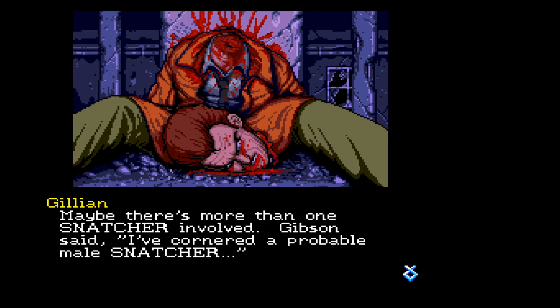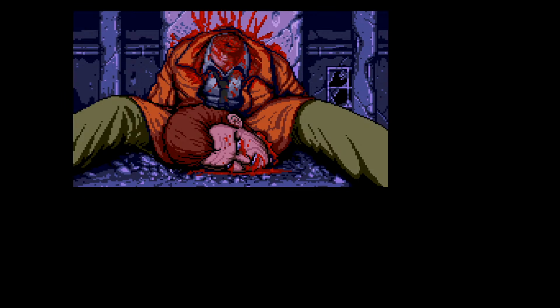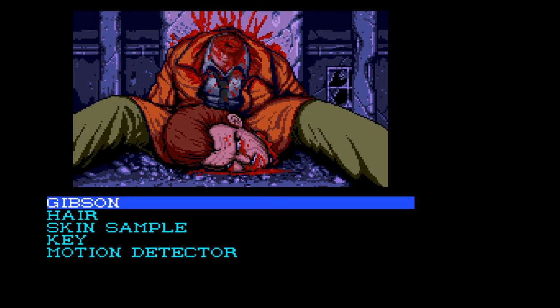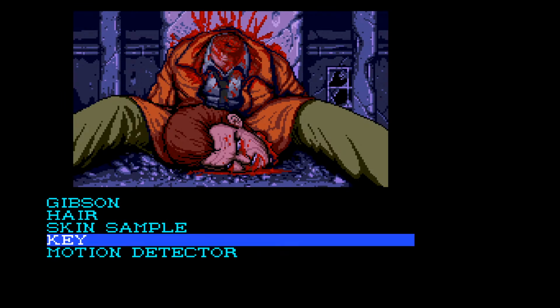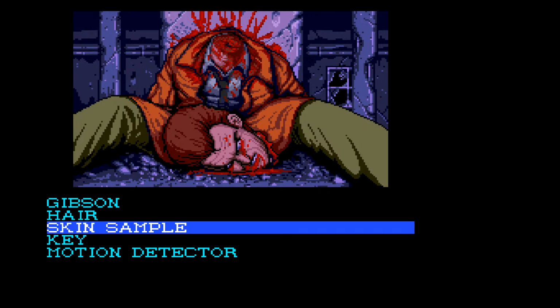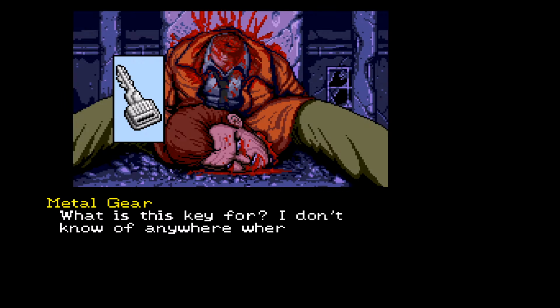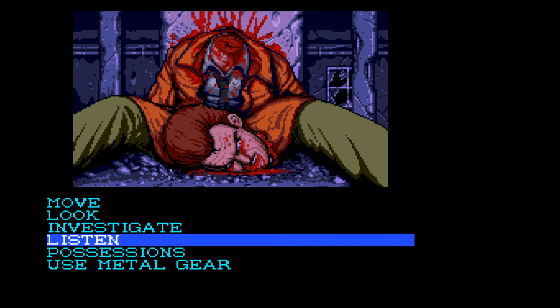Maybe there's more than one Snatcher involved. Gibson said I've cornered a probable male Snatcher. Okay. Well, we've done both the hair and the skin sample. Let's investigate the key. What is this key for? I don't know of anywhere where old keys like this are still used.